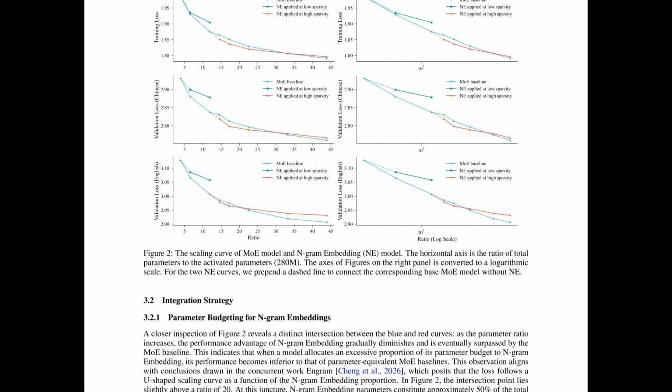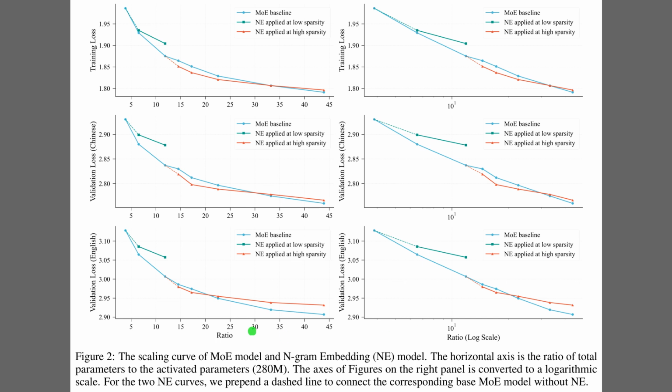Figure 2 plots the scaling curves to determine the optimal timing for this integration. The horizontal axis tracks the sparsity ratio, meaning total parameters divided by activated ones, while the vertical axis shows the loss. If we look at the blue line, the standard mixture of experts baseline initially improves rapidly, but eventually hits diminishing returns. The green line illustrates that adding n-gram embeddings too early at low sparsity is ineffective and performs worse than the baseline. In contrast, the red line shows that introducing them at high sparsity successfully breaks that trend, achieving lower loss until the budget hits a saturation point.